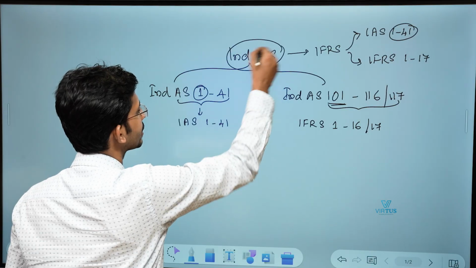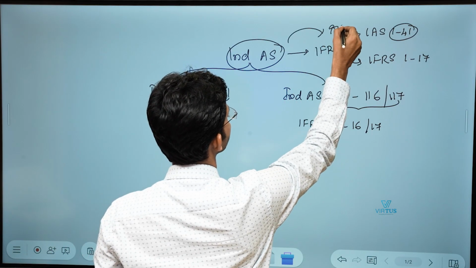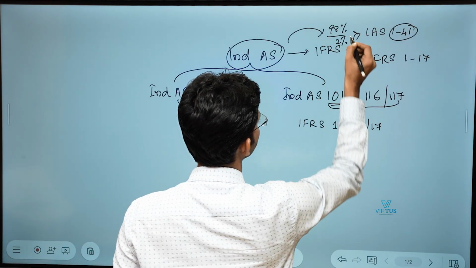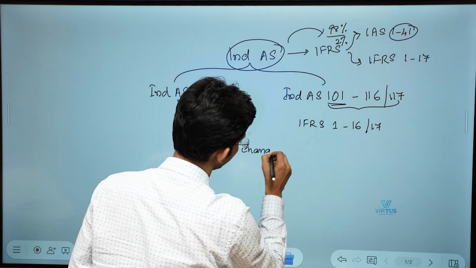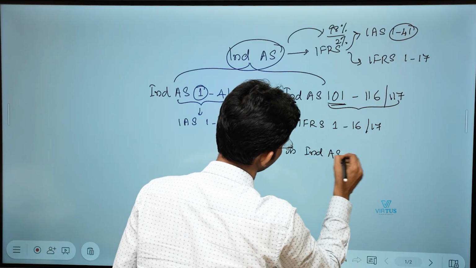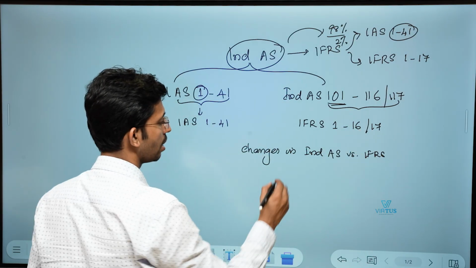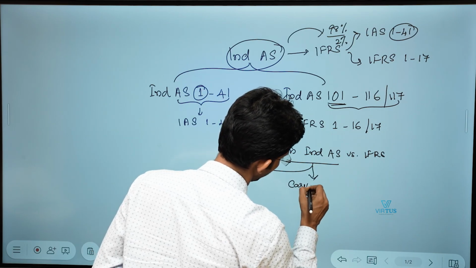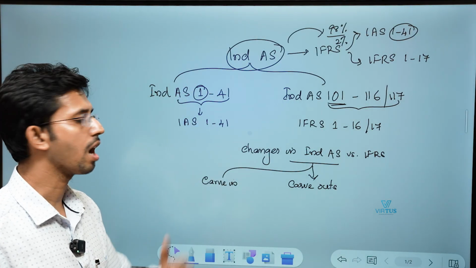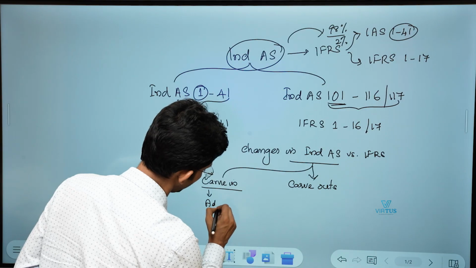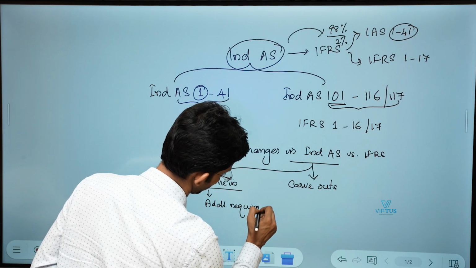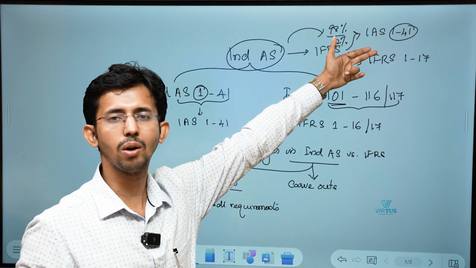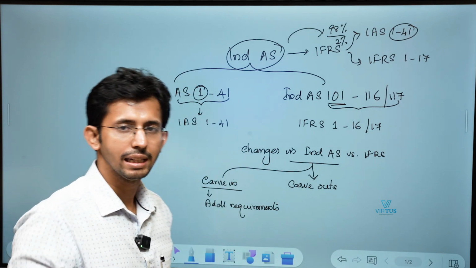Now, the entire IND AS, I have told you, is nearly 98% equal to International Accounting Standards, which means there is a 2% change, and these 2% changes in IND AS versus IFRS are what is known as carve-in or carve-out. So what is carve-in and carve-out? Carve-in means these are additional requirements brought into the IND AS. Additional requirements mean these requirements were not there in the International Accounting Standards, but have been included or inserted in IND AS.